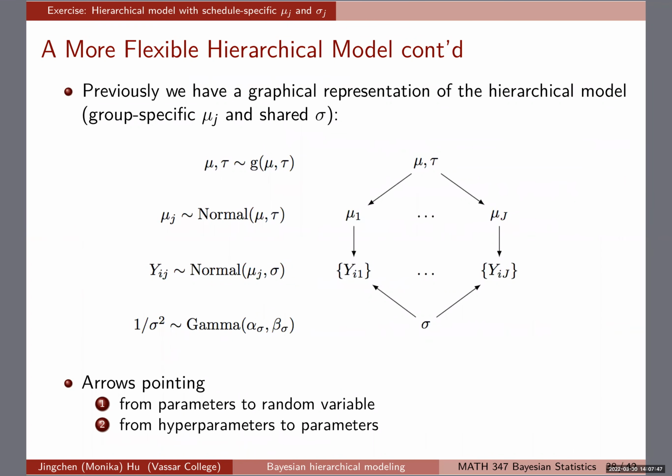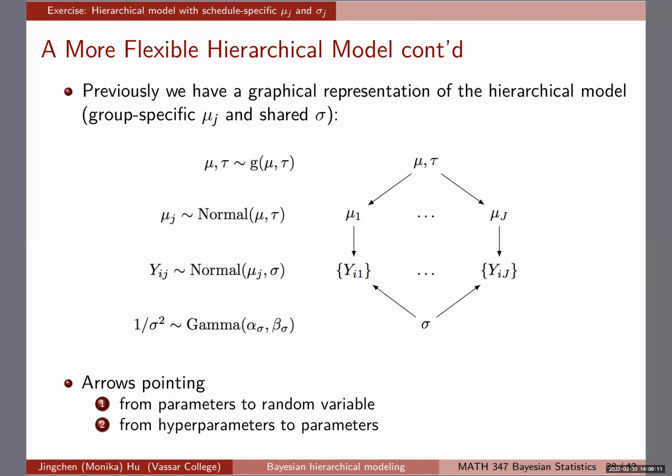So if you remember, this is what we had before. If we have a shared sigma, this is the hierarchical model graphical representation that we had before. And now I would like you to actually update this graphical representation to reflect that we not only have a shared sigma, but a, do I have it over here? Okay.